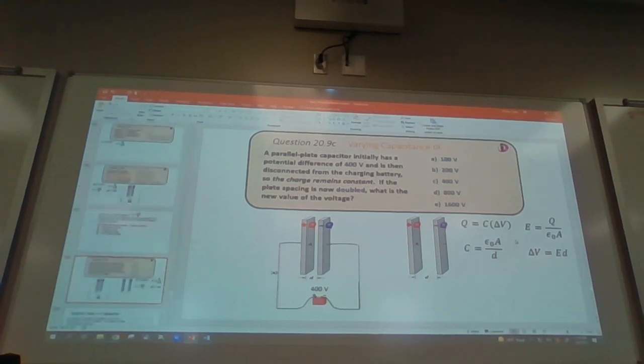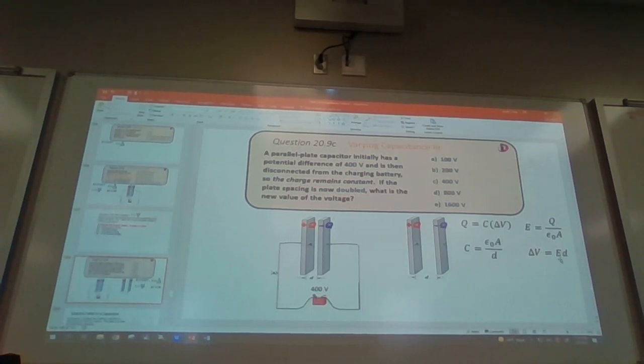Ready? Buckle up. All right. So the charge is not changing. The area is not changing. Therefore, the electric field is not changing, because we said that a particular constant is not changing. Correct. It's constant.